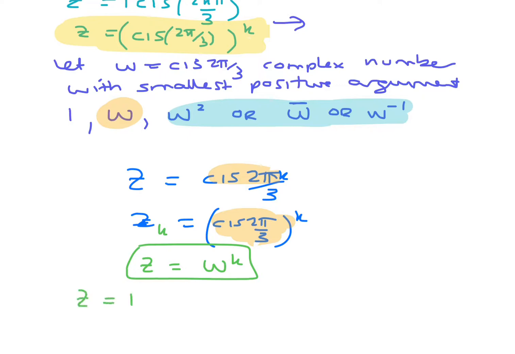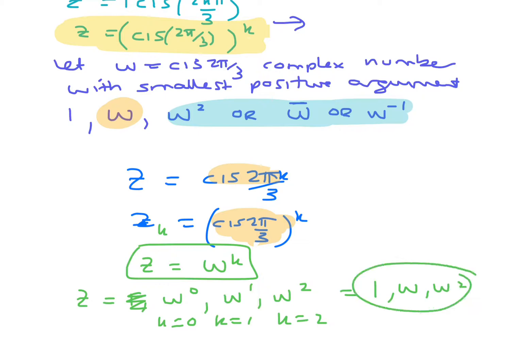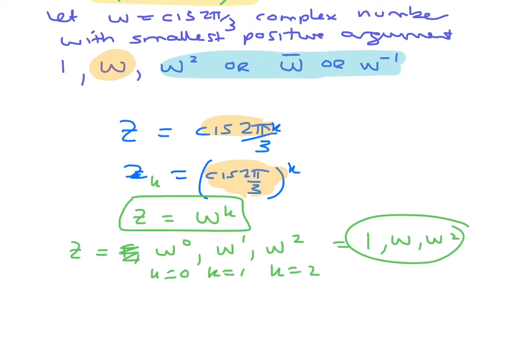So the roots are in the form of 1, omega to the 0, which is 1, omega to the 1, and omega to the 2. That's when k is 0, k is 1, and k is 2. So it's 1, omega and omega squared. Now, further on that, you're often then asked also to do stuff with this.